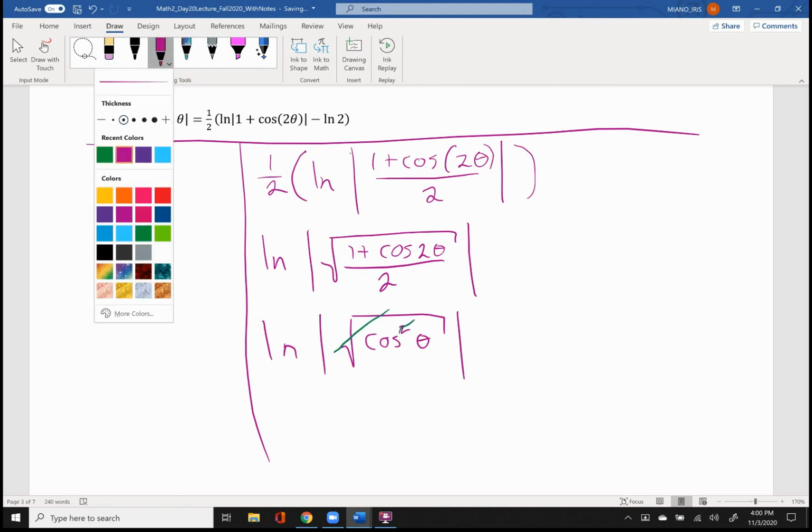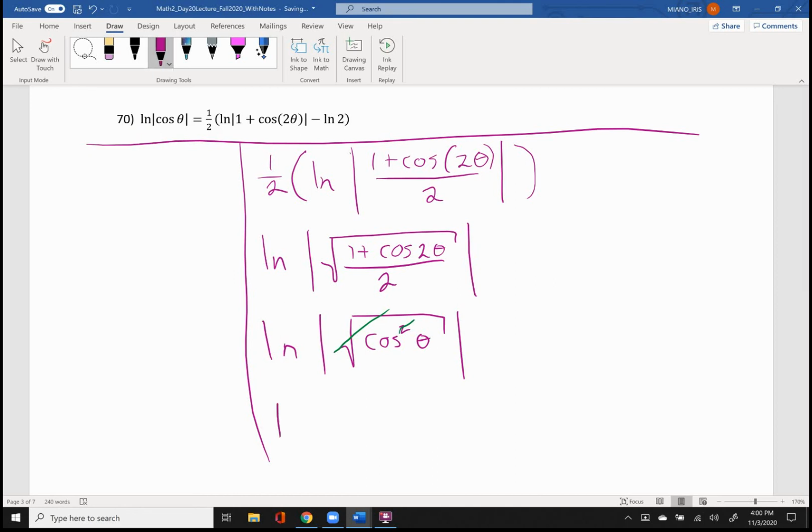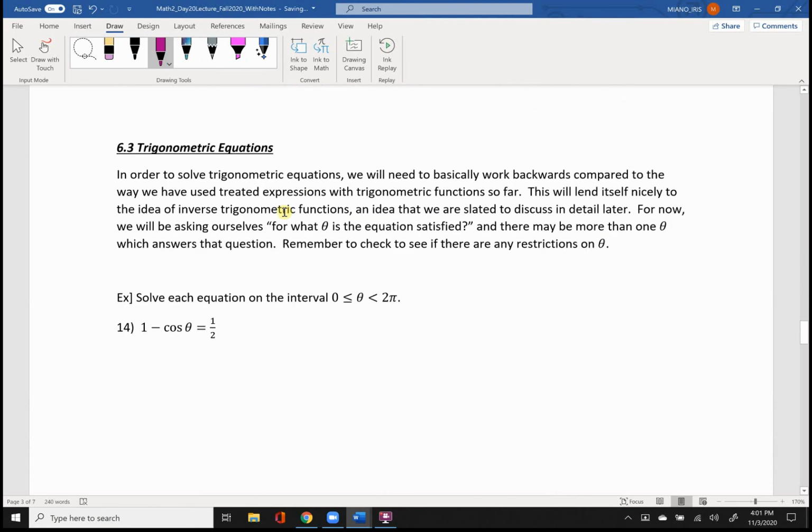And then we are ready to write this as the natural log of the absolute value of the cosine of theta, which is exactly what we were trying to establish. Oh, that other absolute value bar got so sloppy. Let's try that again. Yep, over here. Natural log of the absolute value of the cosine of theta. And we're done. And that was the last exercise that I had in that section.